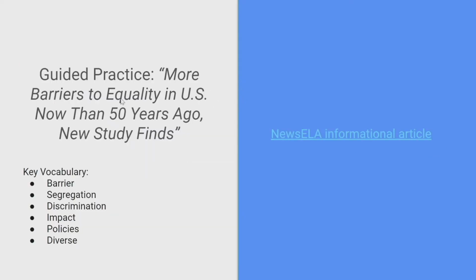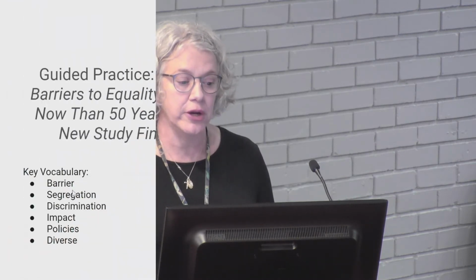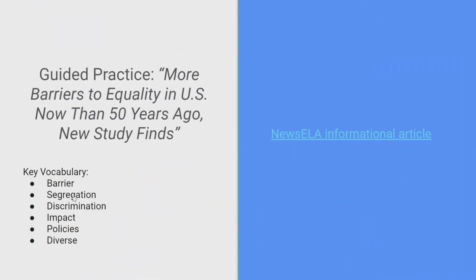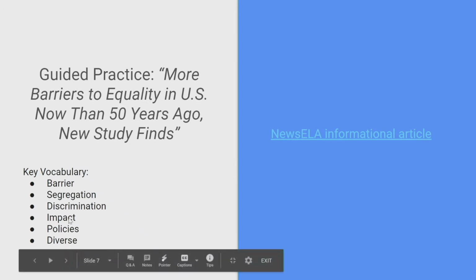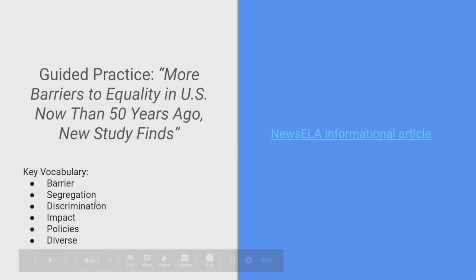Okay, so here's the article. Before I put it up on the screen, there's some key vocabulary that we're going to need to know and to look for as we read in order to understand it. So the terms are barrier, segregation, discrimination, impact, policies, and diverse. As we read, we're going to be thinking about those words. Usually, I would pre-teach you these vocabulary words because it's an informational text, so I want you to already know them before you start reading, or at least have an idea of them.